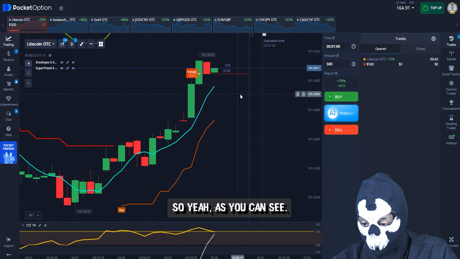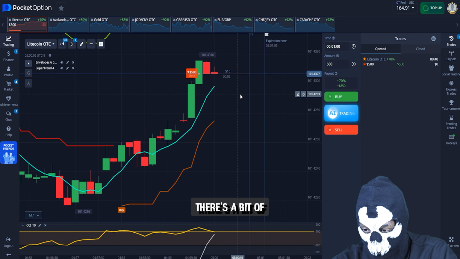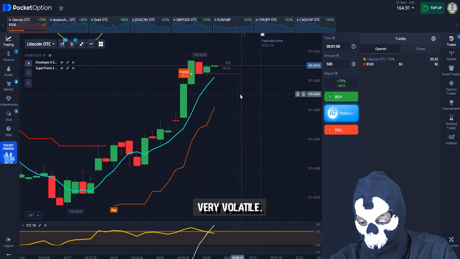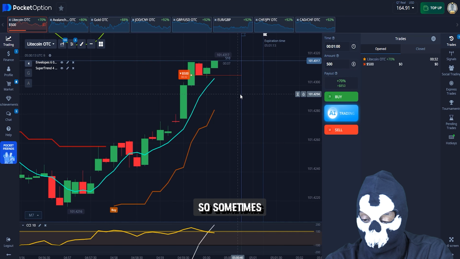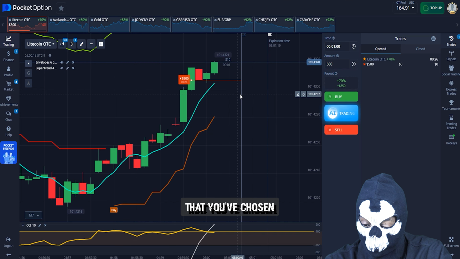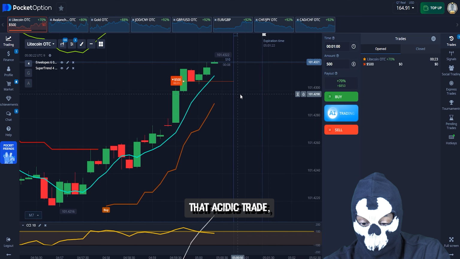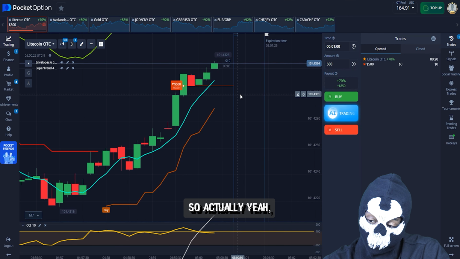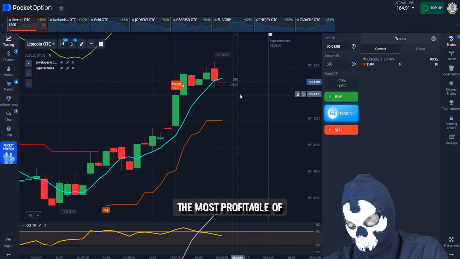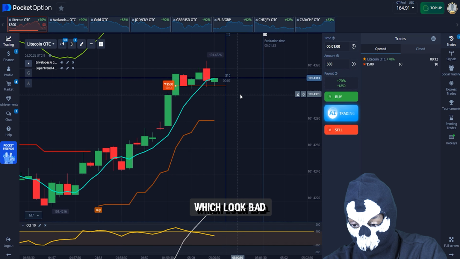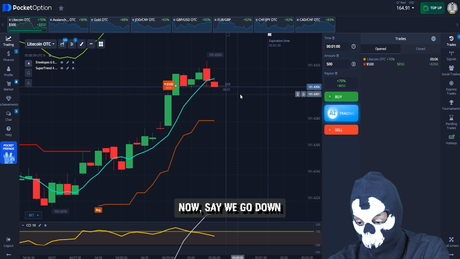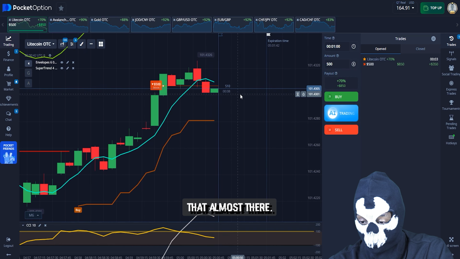We keep going. So as you can see, there's a bit of resistance, but that's how it is. The market is very volatile. That's just how it is. So sometimes it's going to go up, it's going to go down. But if you understand the indicators that you've chosen to use on that specific trade, everything is going to go well. So, for me, it may look at the moment that the most part of our trade has been on the upward side, which may look bad and a bit scary for those who are still new to trading. But as you can see now, it's starting to go down and we get our money. As simple as that. Almost there.